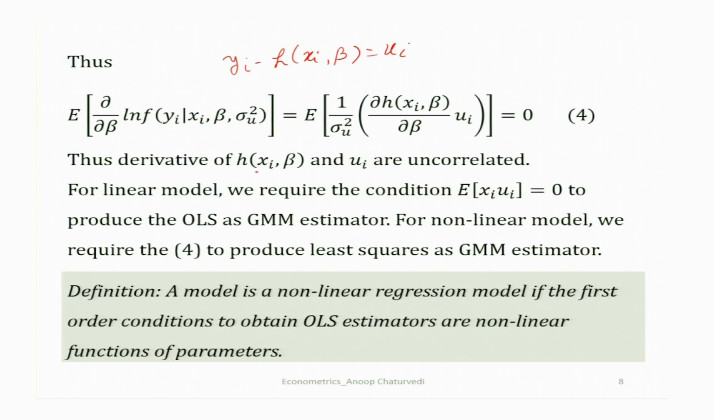So, the derivative of h(x_i, beta) and u_i are uncorrelated. Then, for the linear model we require the condition expectation of x_i into u_i equal to 0, and using this condition we can get the least squares estimator. Actually, for obtaining the least squares estimator as a generalized method of moments estimator, we require this kind of condition: x_i's and u_i's are uncorrelated. For the nonlinear model, we require this condition to produce least squares as the GMM estimator.